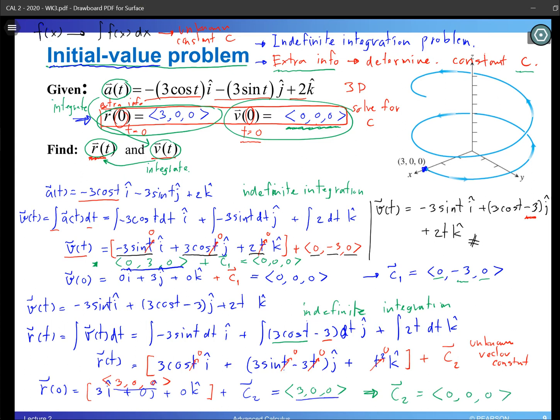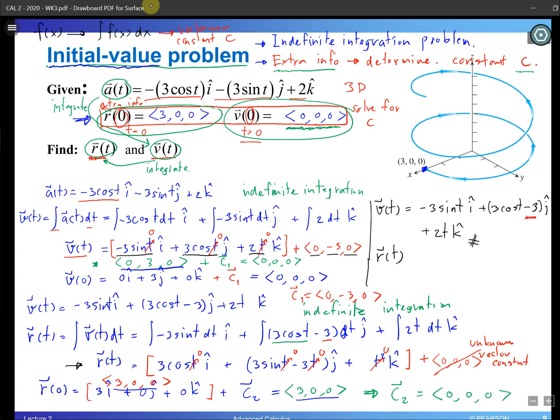Now, once you get this C2, you are supposed to put it back to complete the vector function r of t. So I'm going to erase this, right? What about I write it again right here, C1. From this, you get C1 equal to 0, minus 3, and 0. And I'm going to need this space. Okay? Now, let's complete this vector function r of t. So I'm going to come back to this line. Okay? And I'm going to add this 0, 0, 0 right here as C2. So instead of unknown, I know right now that it's this. Right? So this means that nothing changes, right? So we can just neglect this.